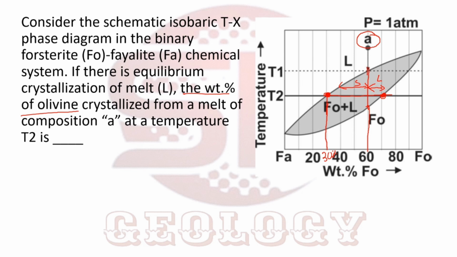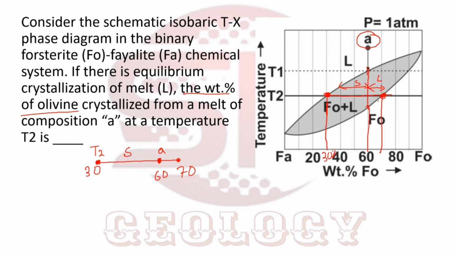Take this point. We'll write it down in terms of phosphate. Phosphate is 30 here. Then the initial composition is here, this is point A. This is, let's say, T2 point. So initial phosphate is 60. Then the solid composition here is 70 phosphate.